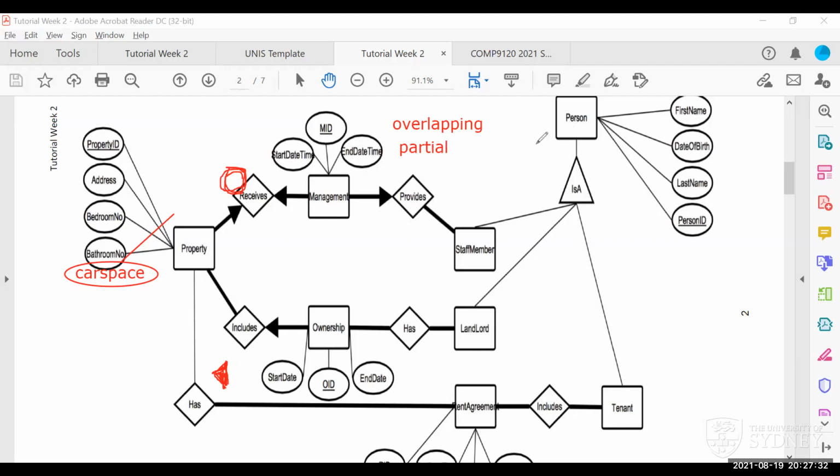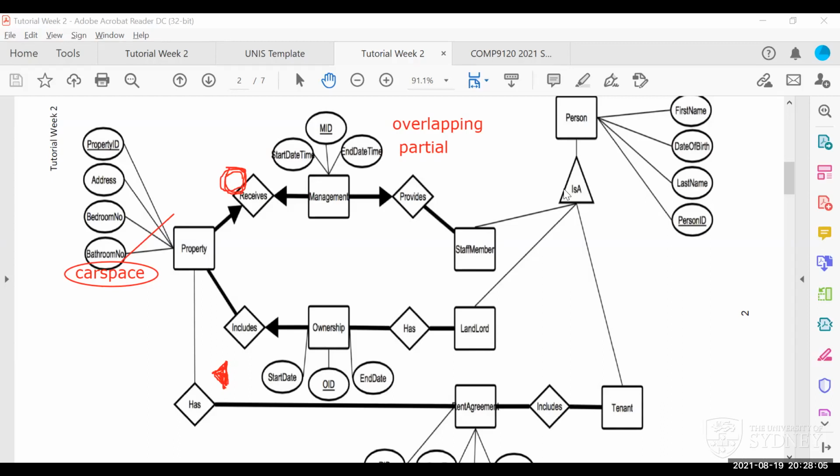And what does partial mean? So partial means that I, as a person, can be an entity or an object outside of these three. So I don't have to be any of these three. I don't have to be a staff member, I don't have to be a landlord, and I don't have to be a tenant. So that's what partial means.